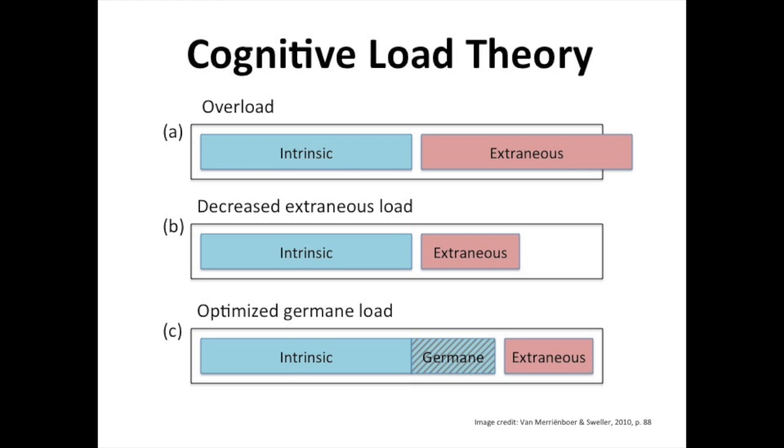So in B, you can see that the extraneous load has been decreased while the intrinsic load has remained the same. In C, the germane load is shown, which involves the demands on working memory to create schemas during learning. In this diagram, the intrinsic, germane, and extraneous loads all fit within the capabilities of the working memory, which we consider to be optimal. Let's take a look at how we can decrease extraneous load through the use of advanced organizers.